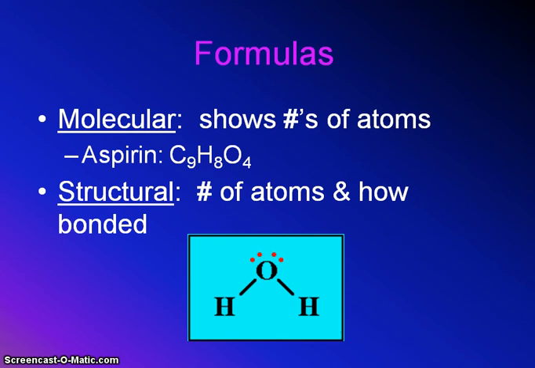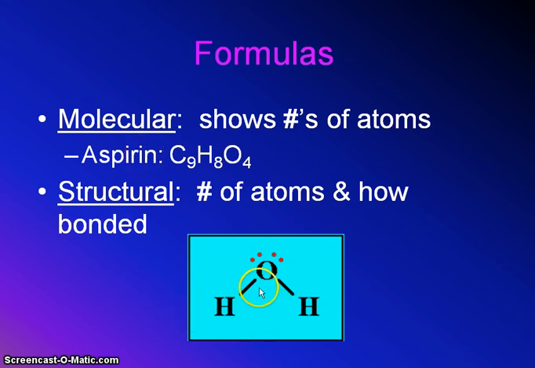When discussing chemical formulas, our book has divided it into 4 categories. Molecular formulas are the first type, and this is the one you're probably most familiar with. For instance, this is aspirin's molecular formula, C9H8O4, where it shows you what types of elements are present. We've got carbon, hydrogen, and oxygen, and it also shows you how many of each of those atoms you have present. A structural formula is one in which it shows the number of atoms and how they're bonded. So it gives you a little bit more information than the molecular formula does.